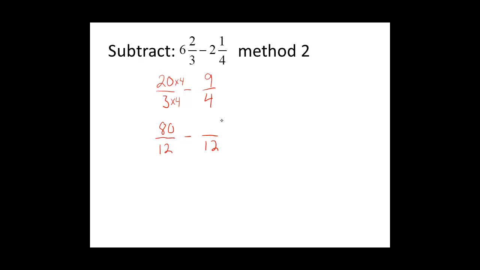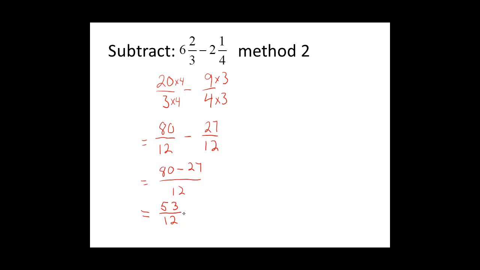We multiplied 4 times 3 to get 12, so we multiply the numerator by 3. 9 times 3 is 27. Now we need to subtract the numerators. 80 minus 27 over 12. 80 minus 27 is equal to 53. And we keep our denominator. This is the answer as an improper fraction.